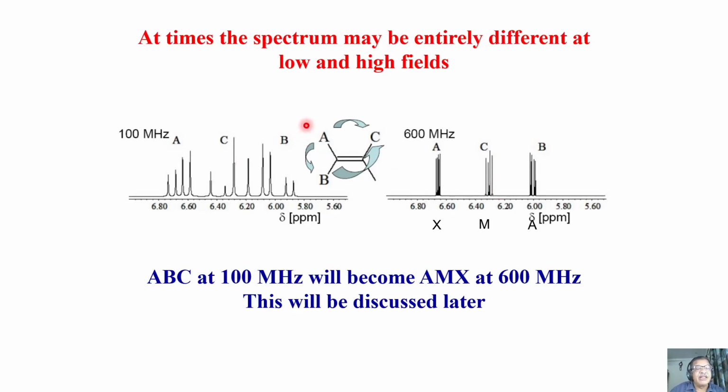I will explain. In NMR jargon this is called a strongly coupled spin system. At 100 megahertz, these 3 protons are strongly coupled among themselves. When you go to 600 megahertz, they become very weakly coupled and they get very easily separated out. And when they get separated out like this, it is easy for us to analyze. That's why the spectrum may appear entirely different at low and high fields. But it does not mean your sample is wrong, so don't get confused.